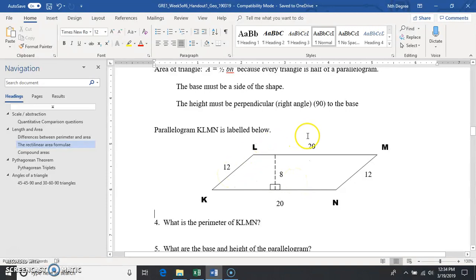So then we can see that the full perimeter is 12 plus 20 plus 12 plus 20. We would not count the 8 because it is not an actual side of the shape. So when we add 12 plus 20, we get 32, and then we double that and we get 64.